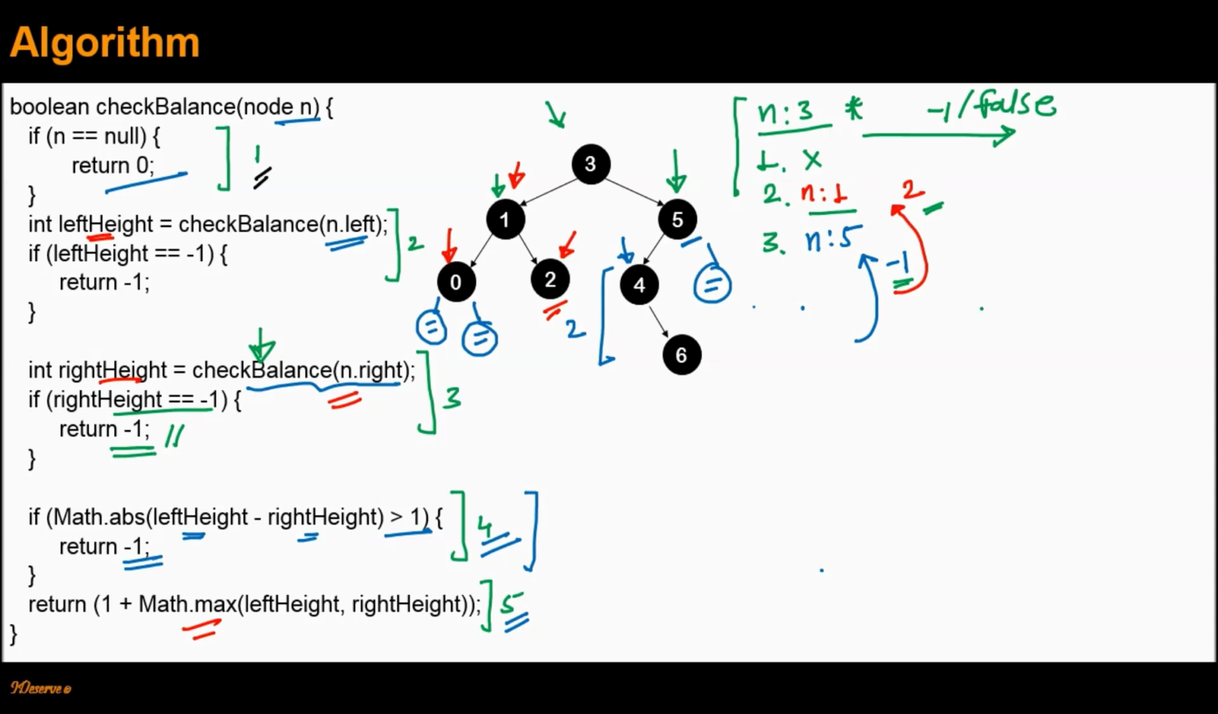I hope the intuition behind this algorithm is clear now. Because this is a modified post-order traversal, both time and space complexity of this algorithm is order of n.